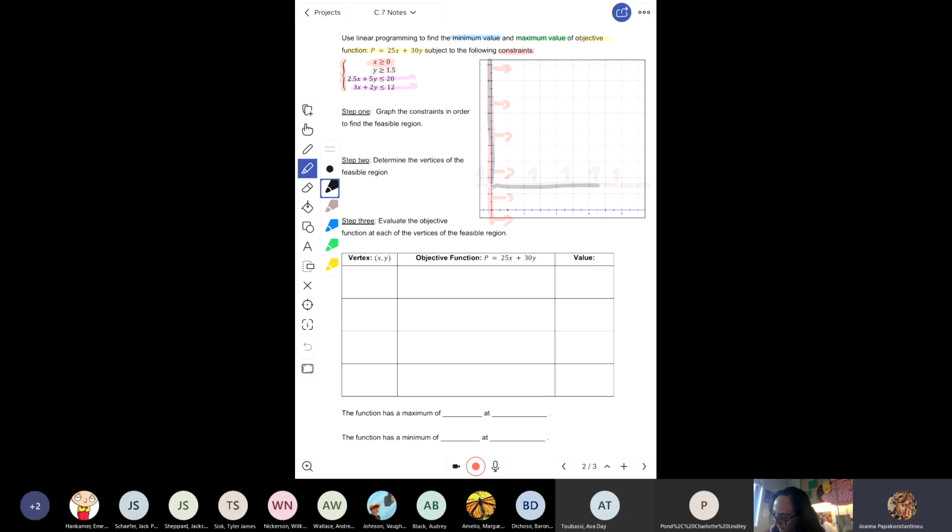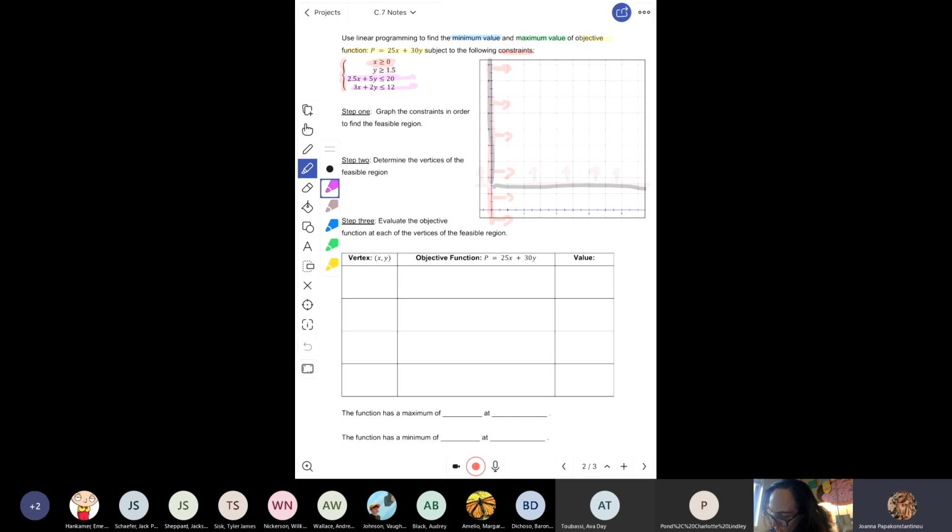I'm already confined to that. That's the only part that's going to be double shaded at this point. Now, let's go ahead and look at the next constraint, excuse me, which is going to be this.